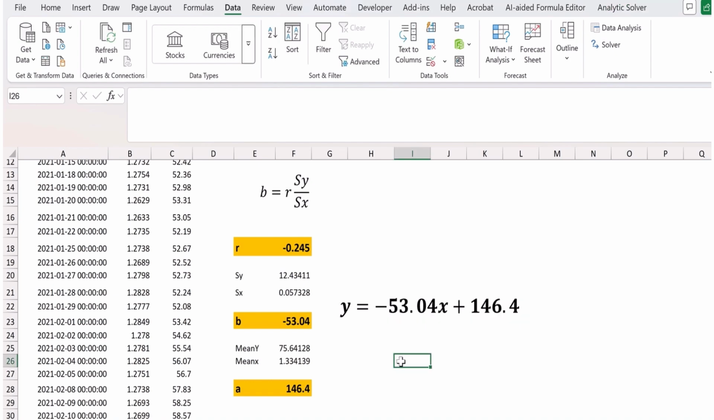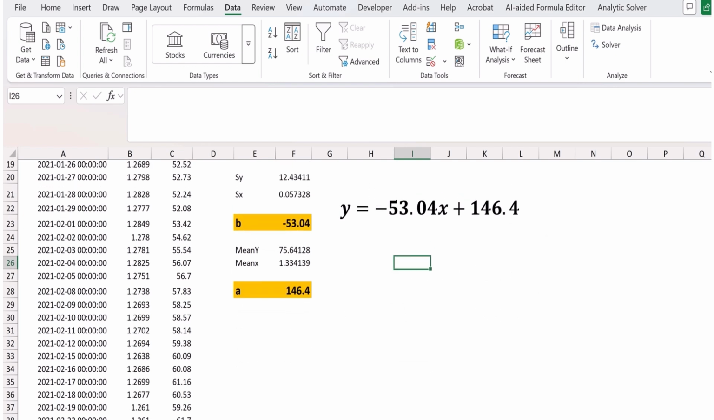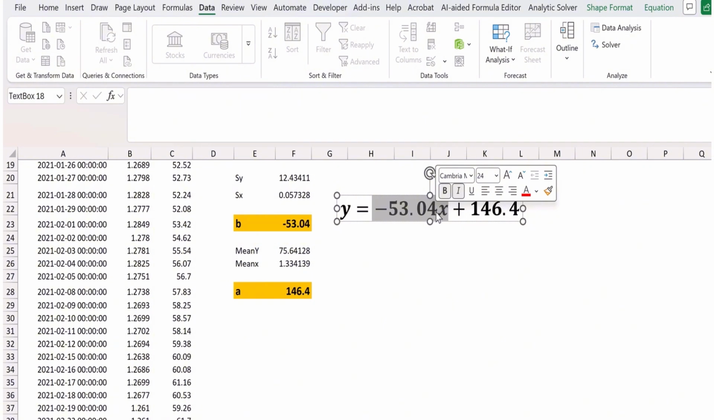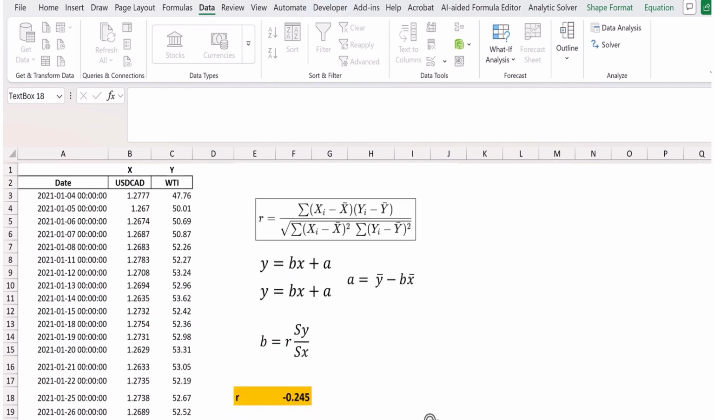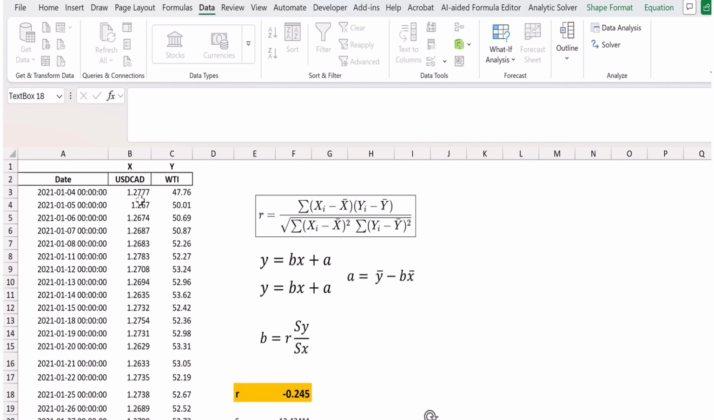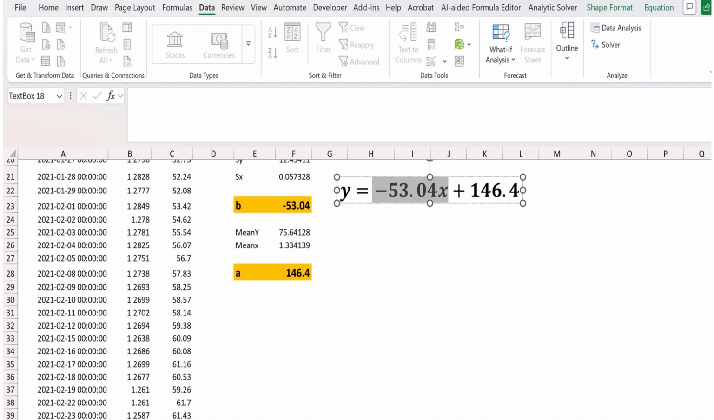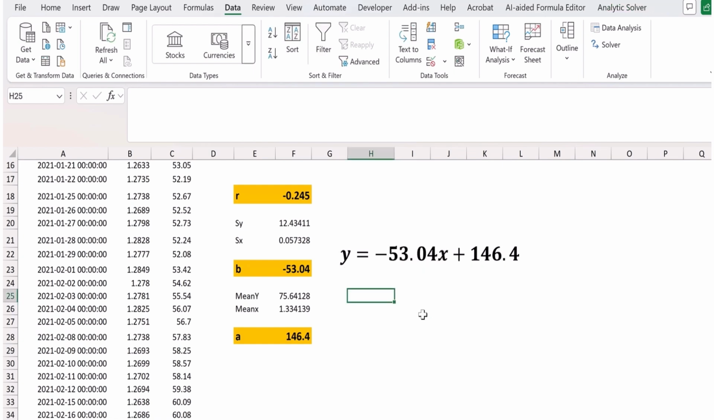Now, let's do the interpretation. The negative slope coefficient indicates an inverse relationship between the exchange rate and oil prices. Specifically, when USD increases, meaning the US dollar strengthens and the Canadian dollar depreciates, WTI prices tend to decline. Don't forget that Y is WTI, the crude oil, and X is the USD and Canadian dollar exchange rate.